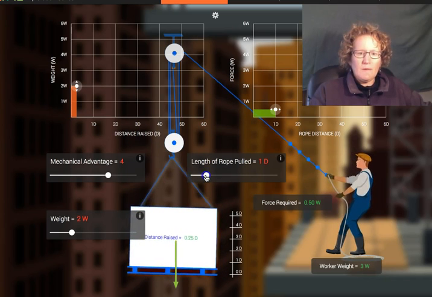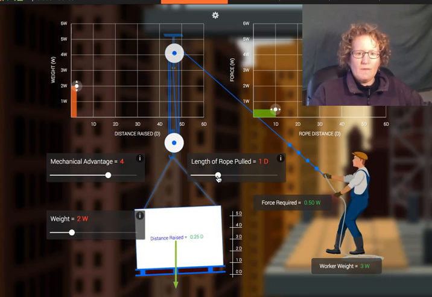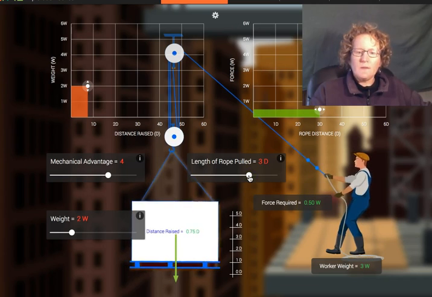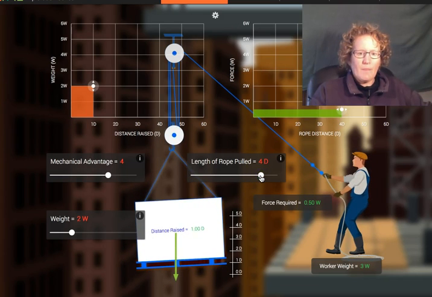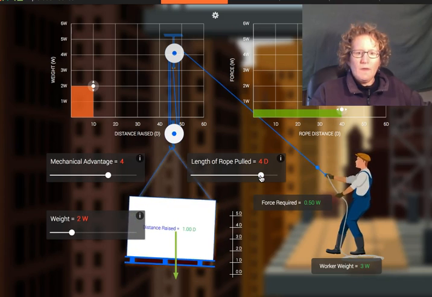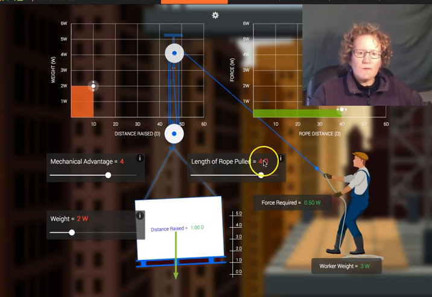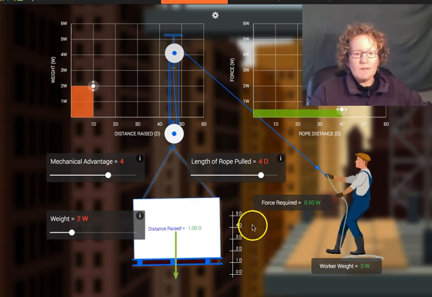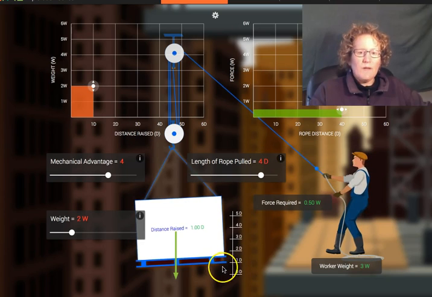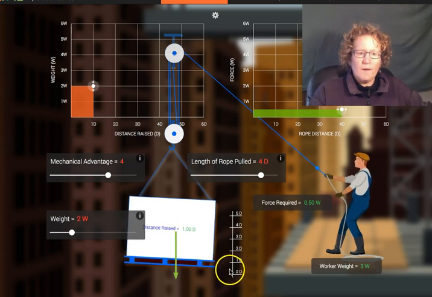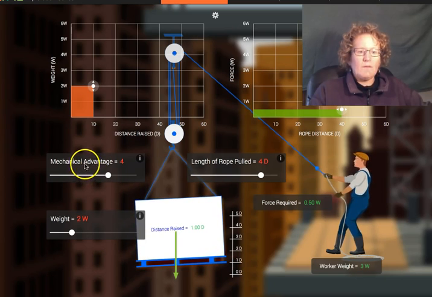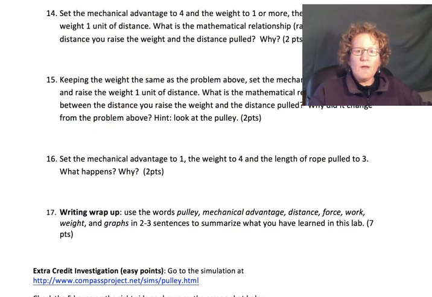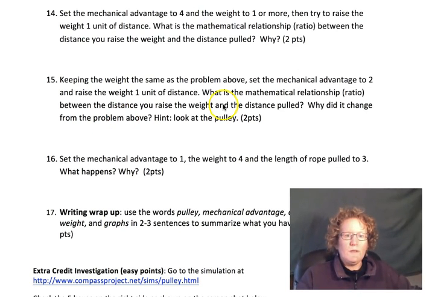Not there yet. Not there yet. There we go. So length of rope pulled is 4 units of distance. Let's say it's like 4 meters, and the box only went up 1 meter. So that's 4 to 1. And notice the mechanical advantage is 4. So now you've got the answer to 14.